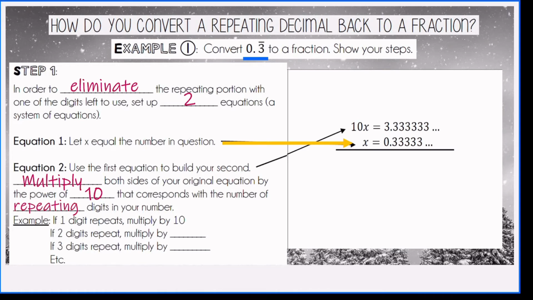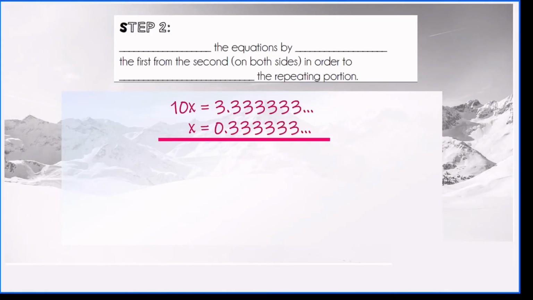So if one digit repeats, you multiply by 10. If 2 digits repeat, you multiply by 100. If 3, you multiply by 1,000. Do you see the pattern that's happening? Every time something repeats, I add a 0. Okay. But you multiply both sides. That's what creates these two equations. Does everyone understand?